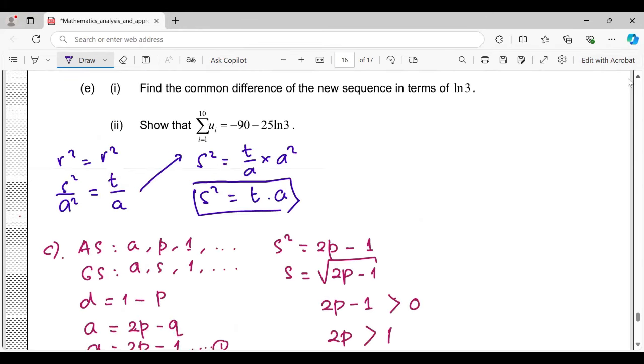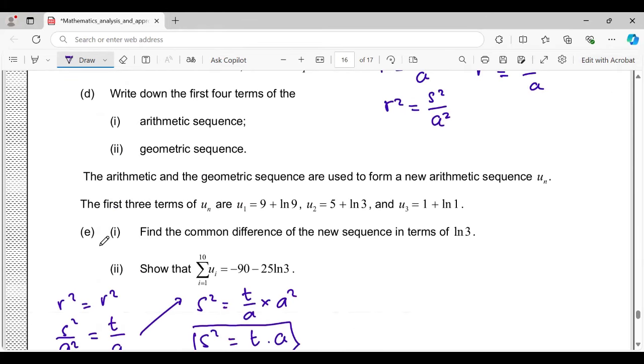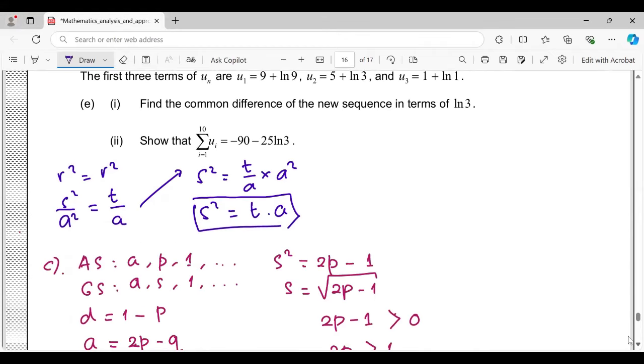And next, the arithmetic and geometric sequence are used to form a new sequence U_n. The first three terms of U_n are: the first U is 9 plus ln 9, the second U is 5 plus ln 3, and the third U is 1 plus ln 1. Find the common difference of the new sequence in terms of ln 3. Okay.